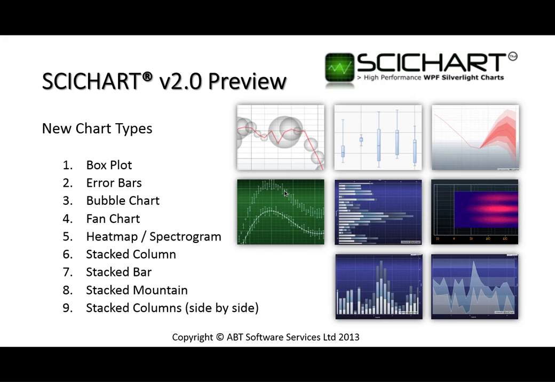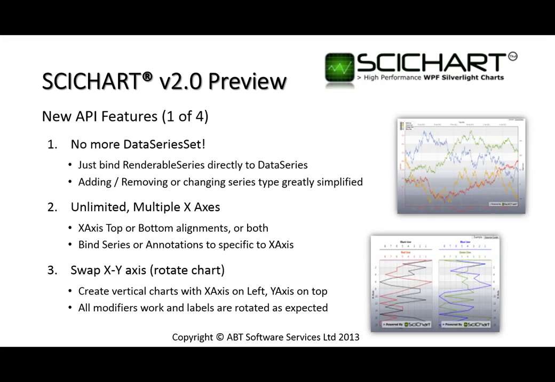And what else have we got? Well, we've got a number of API features as well. So number one, there's no more DataSeriesSet. You just bind renderable series directly to data series. This is going to greatly simplify adding or removing series or changing series type, because there's no more data series index to maintain. The order of series is the order of renderable series, and because it's a binding, you just keep the relationship between the two.